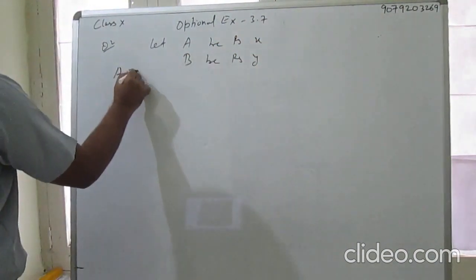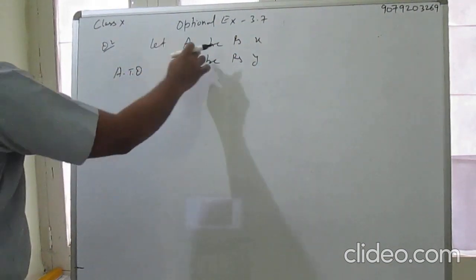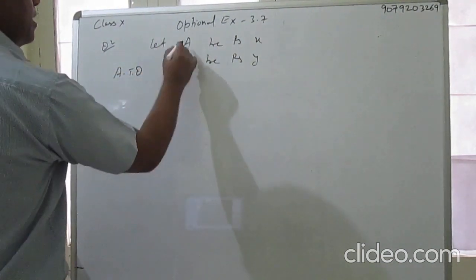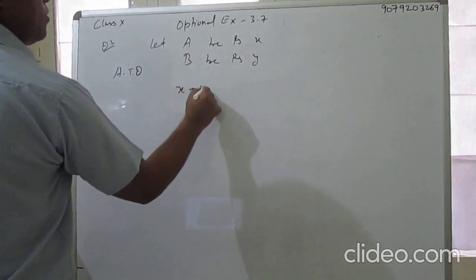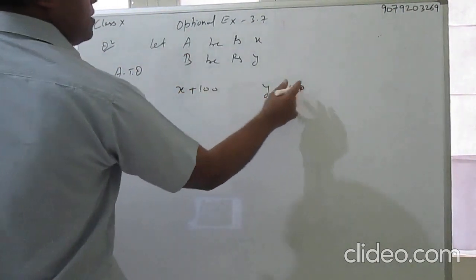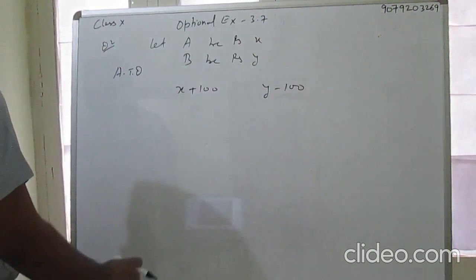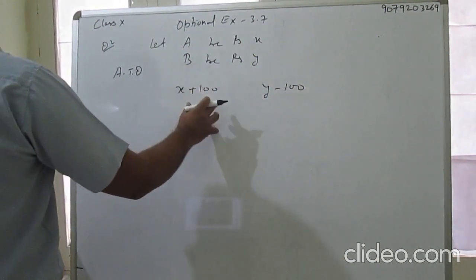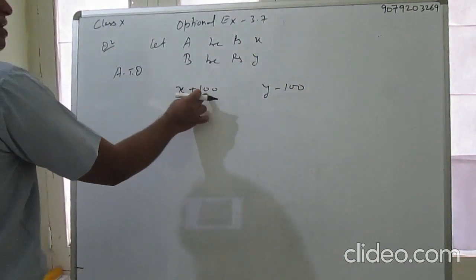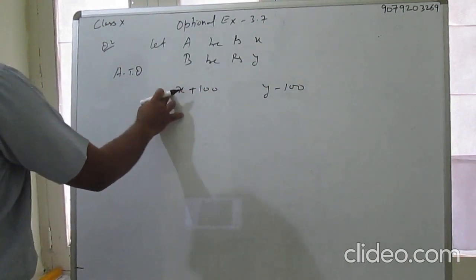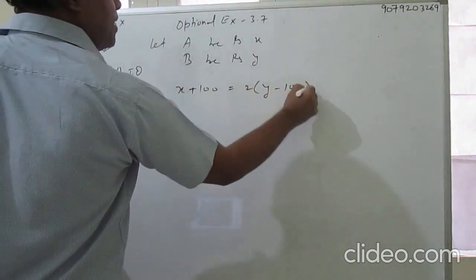According to the question, give me 100. How much did A ask for? 100. So how much does A have now? x plus 100 rupees, and B gave, so y minus 100. Then I shall become twice as rich. If A gets 100 rupees, he will be twice as rich. So we will equate by multiplying here.